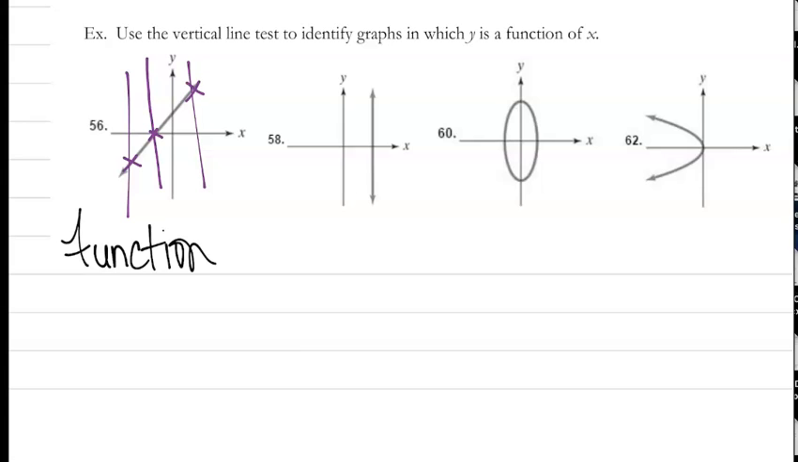On number 58, we have a line. But if we remember stuff about graphing lines, that's not one we would have been able to put in that slope-intercept form. It's a vertical line. And so, everywhere on that little booger, it's going to cross. So I definitely have touches in more than one spot, so it's not a function.